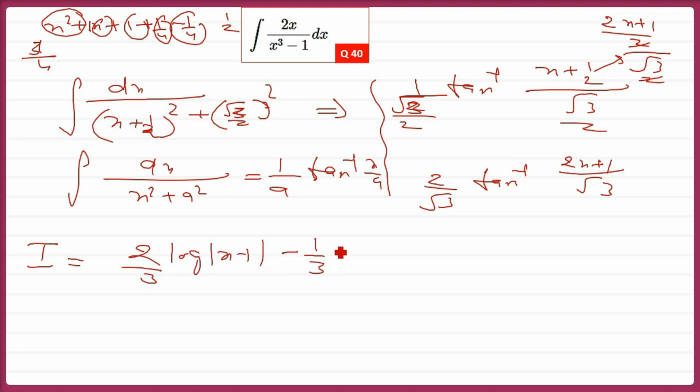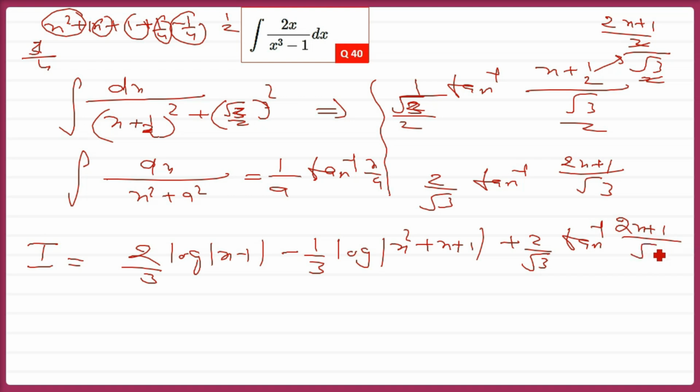Second, as I told you, it's negative 1 by 3 log modulus of x square plus x plus 1. And the third term is 2 by root 3 tan inverse of (2x plus 1) divided by root 3, plus a constant of integration. It's your final answer. Now I divided various parts and showed it to you. Let's see a compiled version.